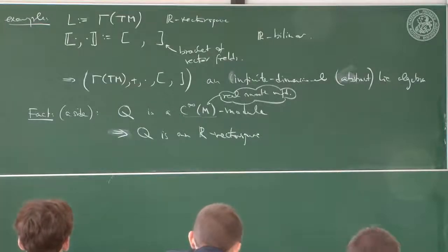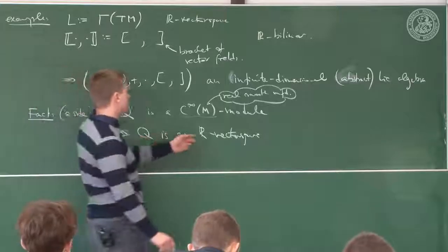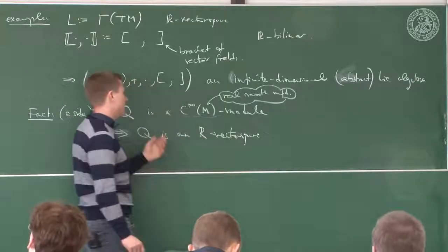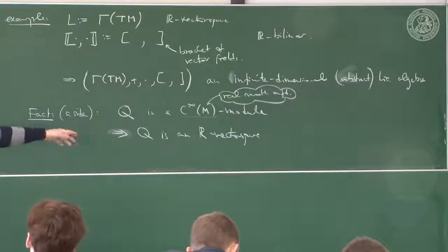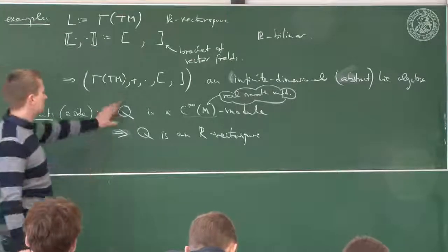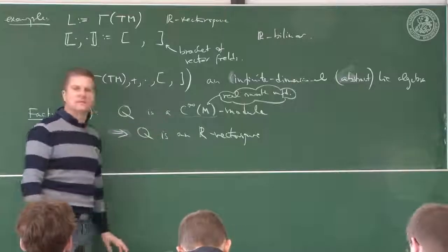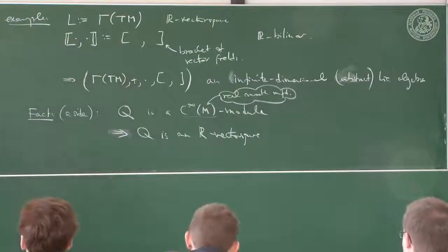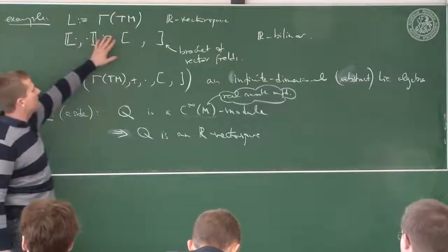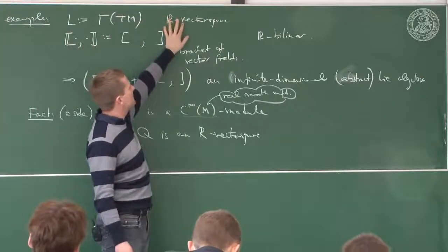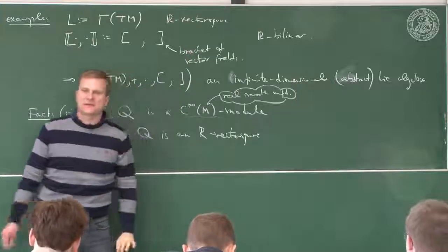You might not even be able to take an arbitrary Q that's an R vector space and scale it by a function and still be in the same space. So the implication arrow is in this direction. This is the stronger one than this one. In this sense, that is what I meant up here. This is a C infinity M module, but it's certainly an R vector space.